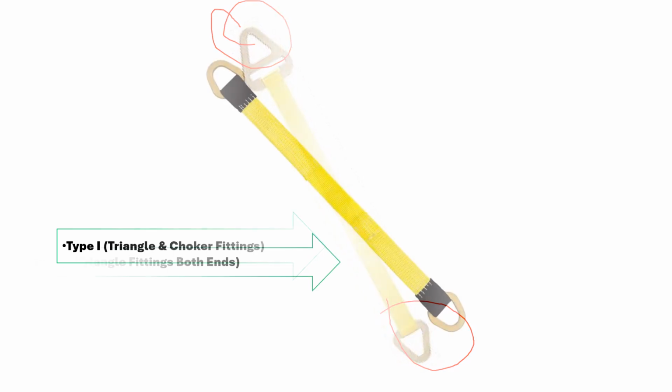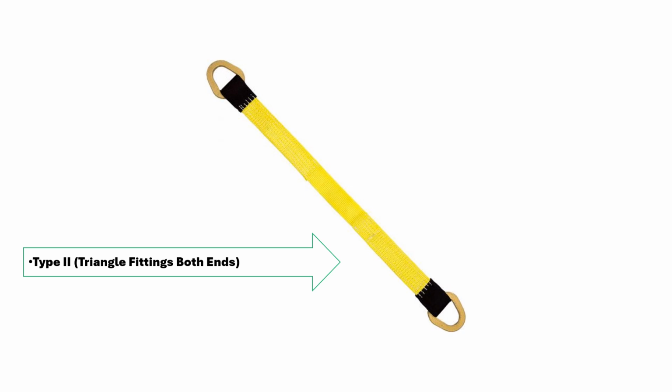Next type, triangle fittings on both ends. Both areas have the triangle fitting. We cannot choke this one. Directly we put the D shackle. We can use this.